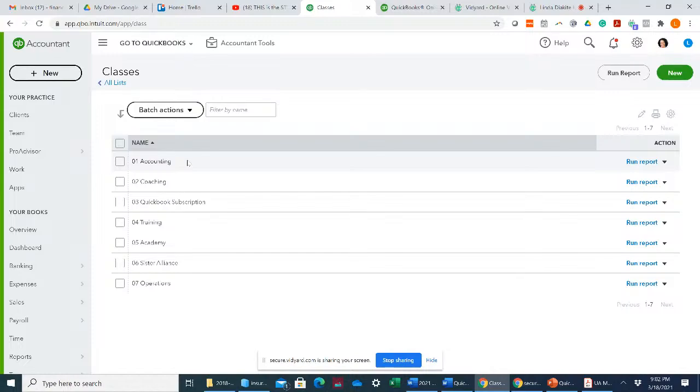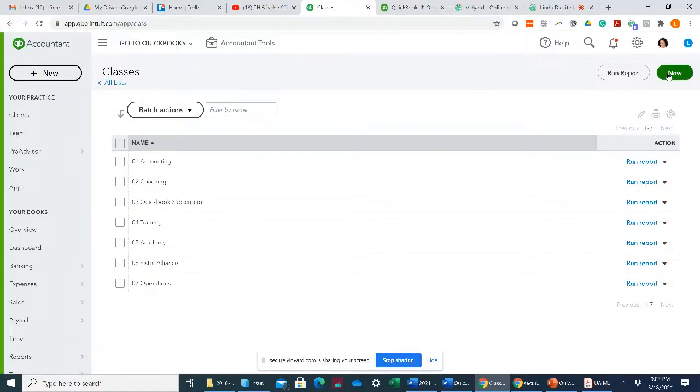A lot of nonprofits, of course, use classes because they want to separate out grants, and unrestricted and restricted funding. Let's just use my business as an example. As you can see here, the first class that I have is accounting. I offer multiple accounting services. It could be bookkeeping, tax, or CFO services. Say I want to break that out in more detail, so I want to create a class.